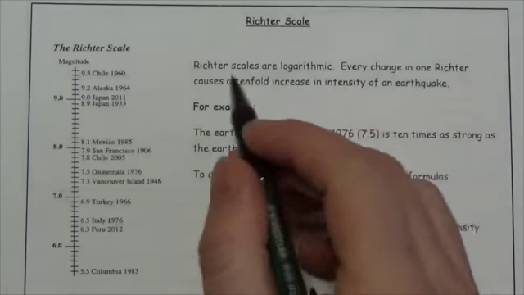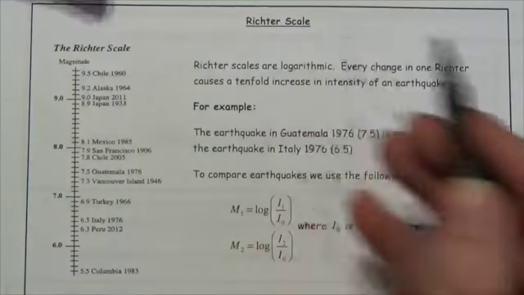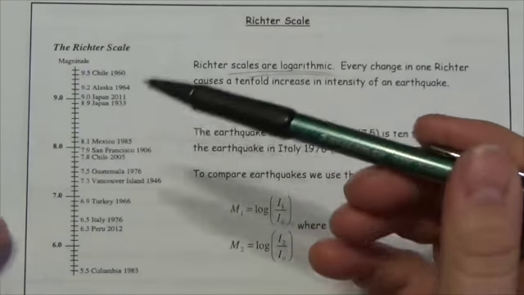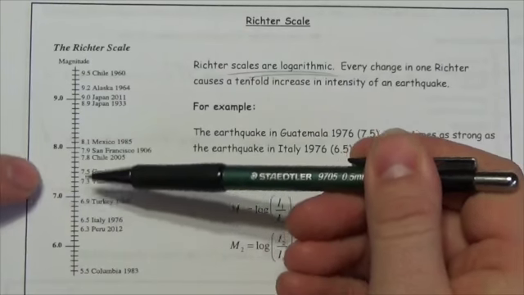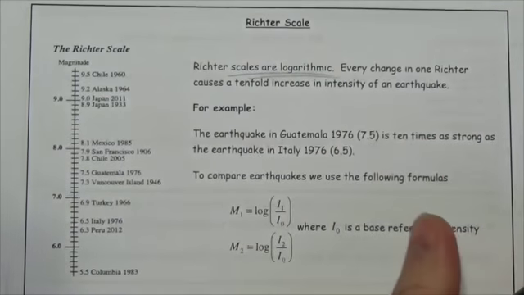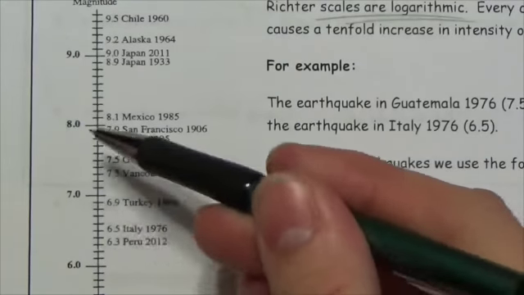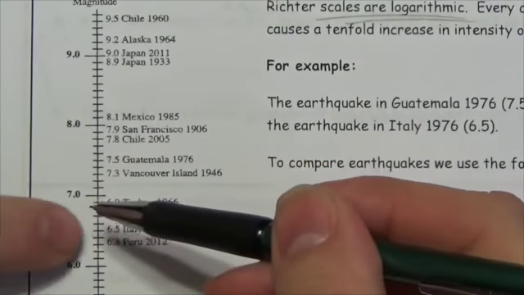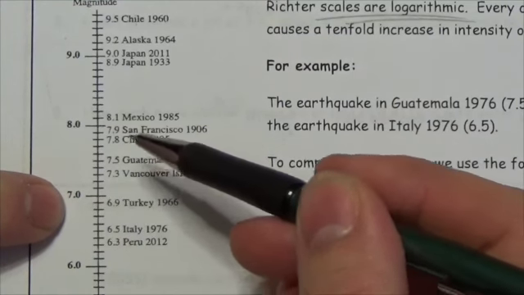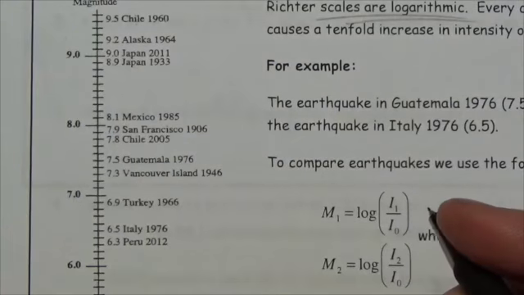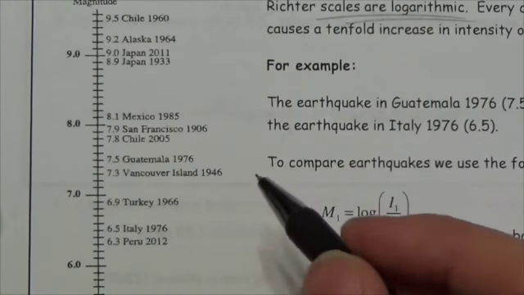As it turns out, the Richter scale is actually a logarithmic scale. What that means for us is that every time we go up one value on the Richter scale, that represents an increase in magnitude of 10 times in terms of the energy that was output by the earthquake.